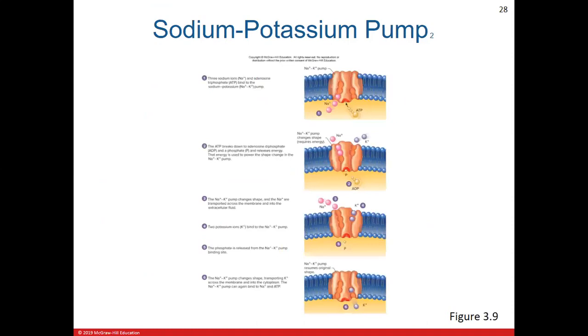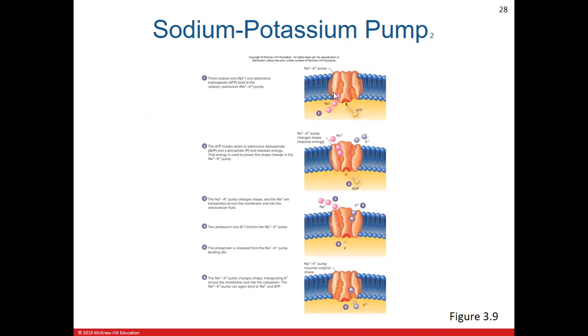This diagram is kind of small here on the slides. You may have to look at this more closely in your textbook. This is figure 3.9. It shows you the process of how this would work. You can see the lipid bilayer here. Here's your sodium-potassium pump. This is your protein pump here.